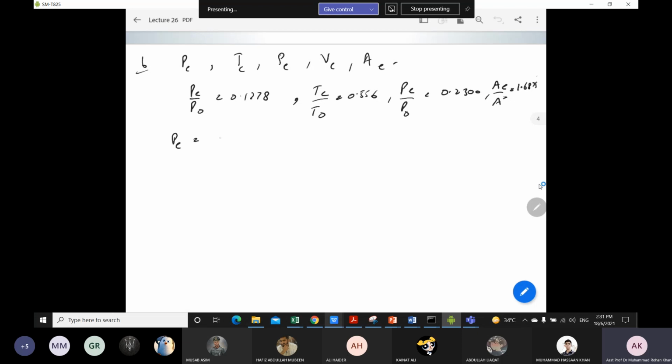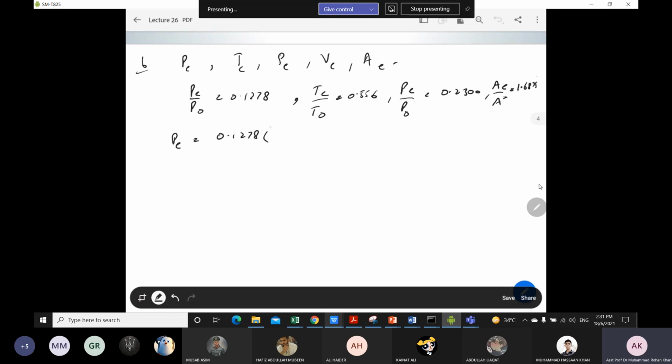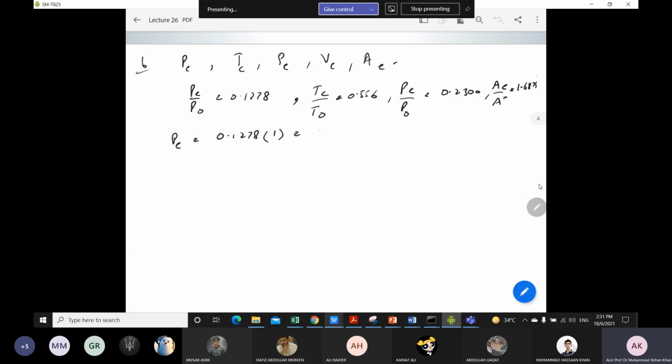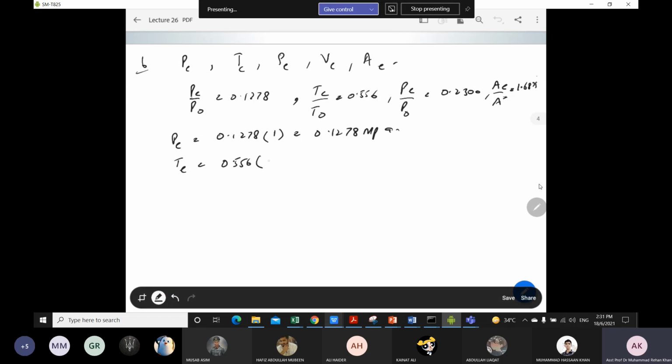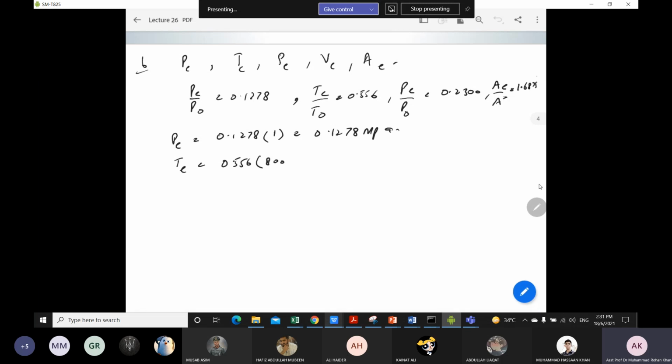So by using these relations, we can easily find the value of P exit. P exit is equal to 0.1278 times the P naught value. P naught is 1 megapascal, so P exit is 0.1278 megapascal. T exit is equal to 0.556 times your stagnation temperature of 800 Kelvin. Multiplying, you will get 444.5 Kelvin.